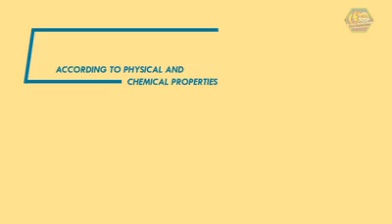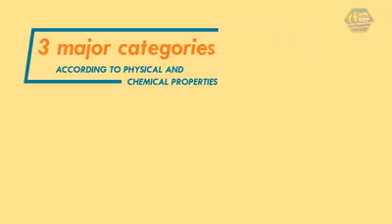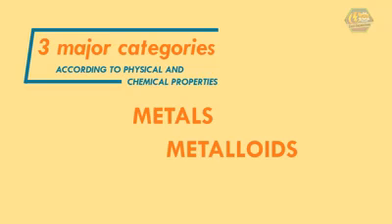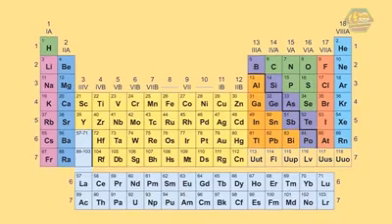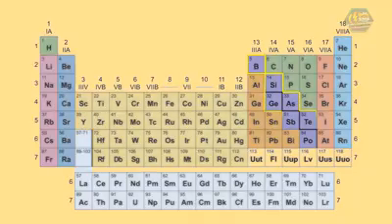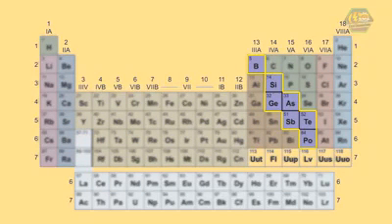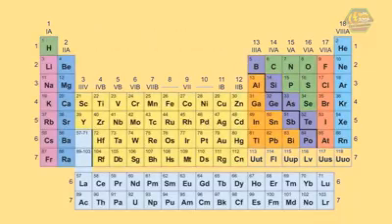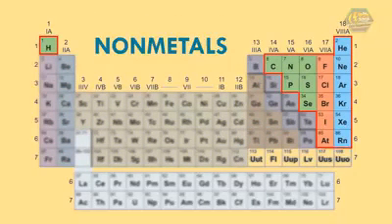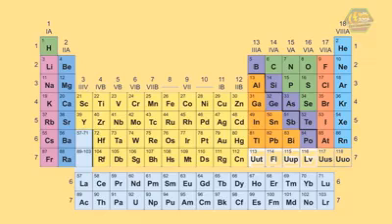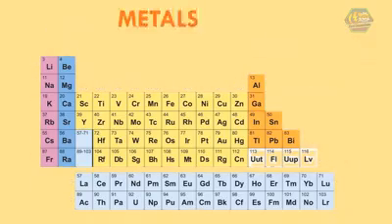According to their shared physical and chemical properties, the elements can be classified into the major categories of metals, metalloids, and nonmetals. The elements boron, silicon, germanium, arsenic, antimony, tellurium, and polonium are called metalloids. Elements above the line formed by metalloids are nonmetals, including hydrogen. And lastly, the rest are all metals.